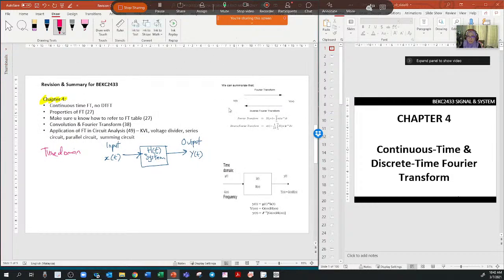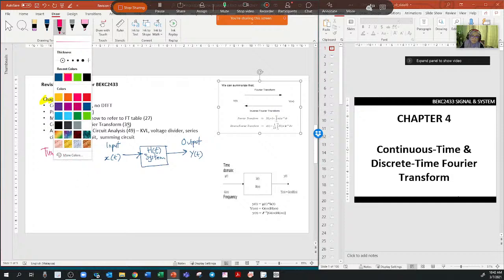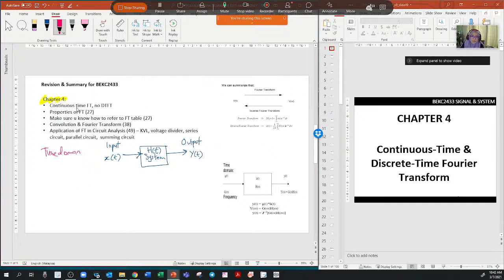Chapter 4. Okay, this is small, yes, I know. But go to the PowerPoint in chapter 4. Don't rely on this because I copy pasted it. It has too many things to put in. I just want to summarize. So first in chapter 4, you have the continuous time Fourier transform. I mentioned here no discrete time coming out, so just focus on the continuous time.